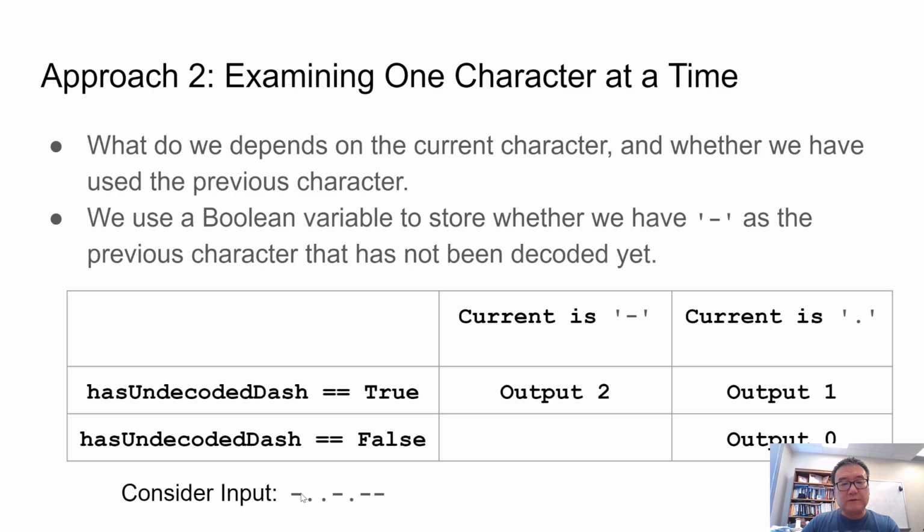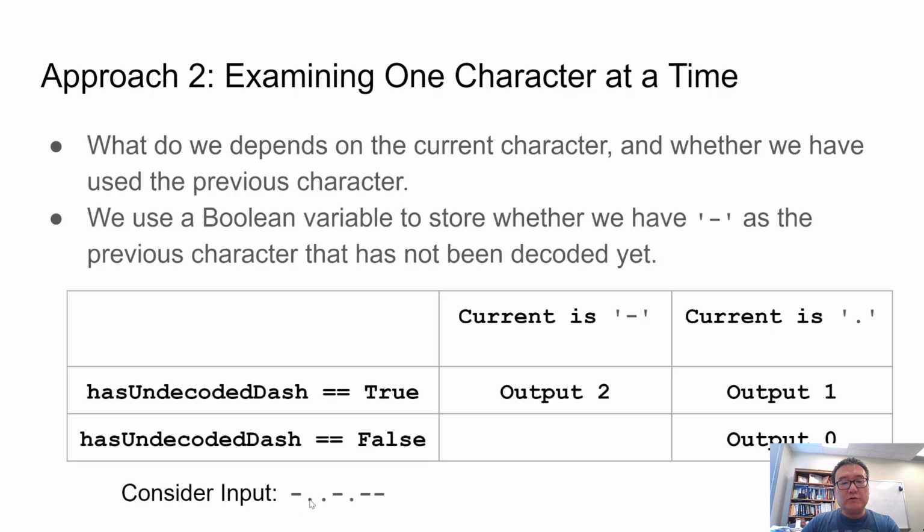If we see a dash, then what can we do? We can't really output anything, because what this will decode into will depend on the next one. If it's a dot, then that decodes into one. If the second one is also a dash, that decodes into two. So when we are just looking at this dash, we don't know what it is. The only thing we can do is to store the information that we have seen a dash, and we don't know what it is yet. We have not used it. We do that by setting this variable has undecoded dash to true.